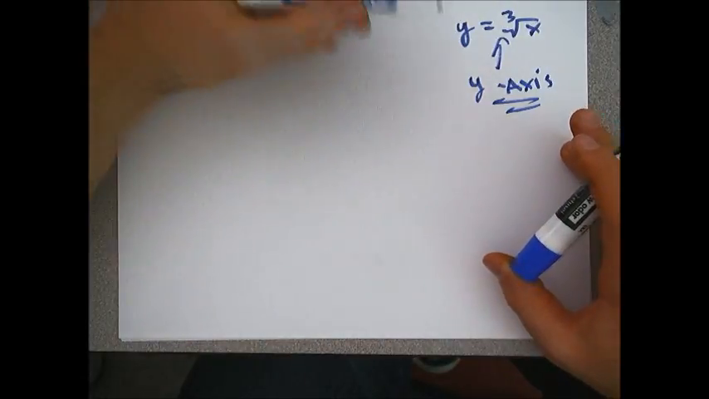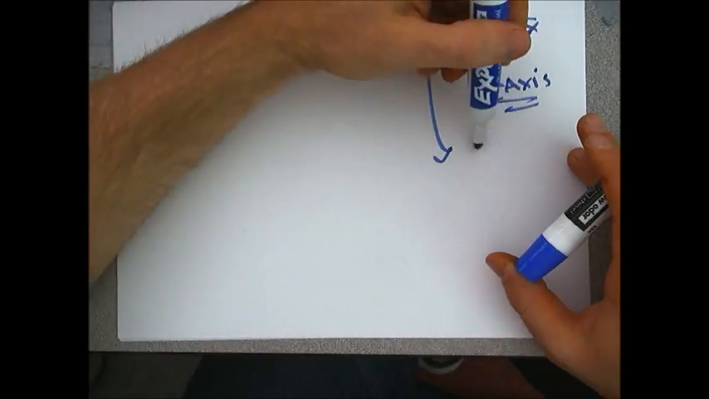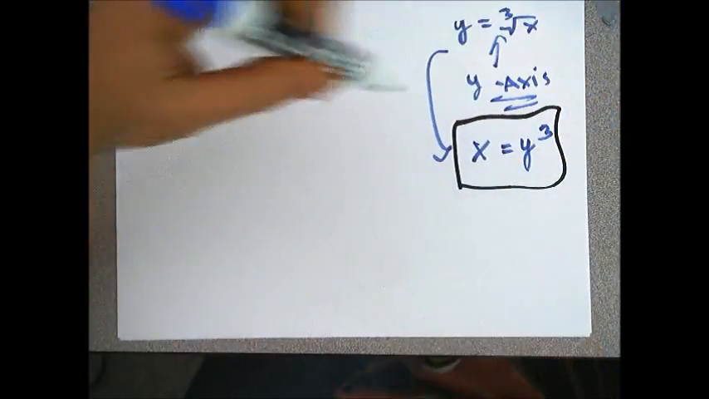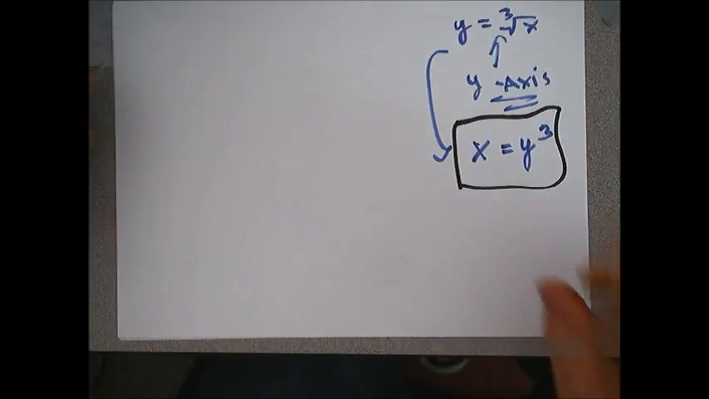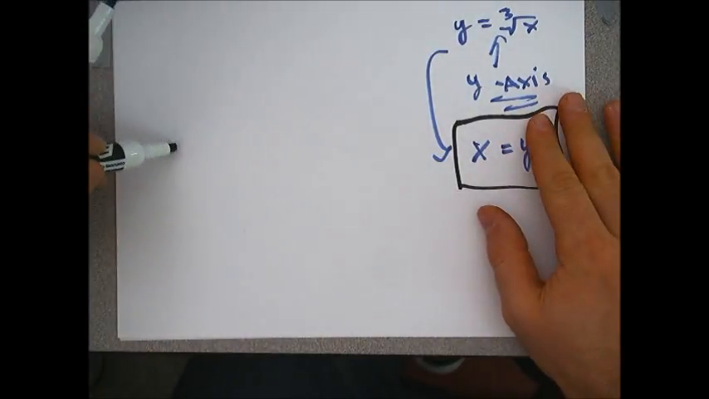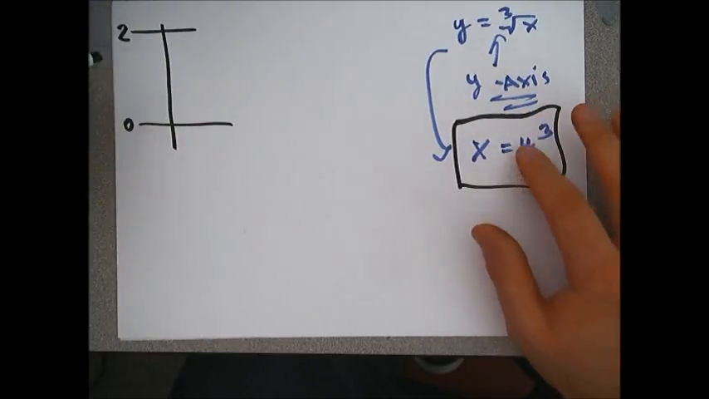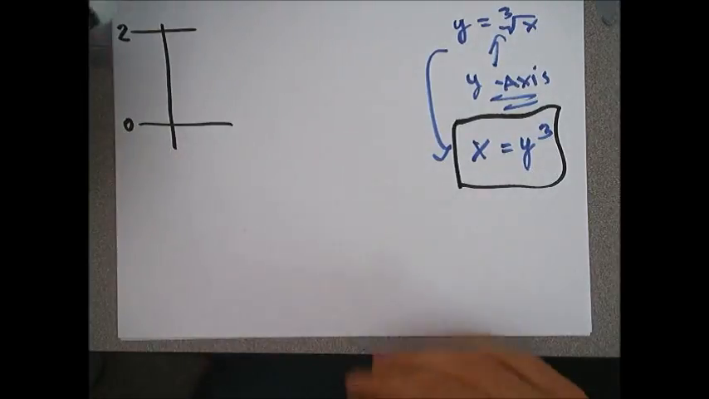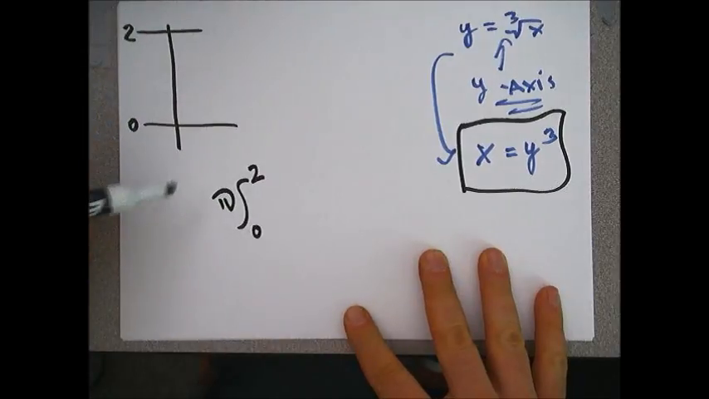Solve it for x. So raise both sides to the third, and this is really x is equal to y to the third. This is our equation we're going to be working with. So what do I know my bounds are? It's at y equals 2, and then I'm going to go through the bottom of that being 0. So you're really going from 0 to 2 with this graph, right? So if we know the formula, it would be integral 0 to 2, put a pi out front.